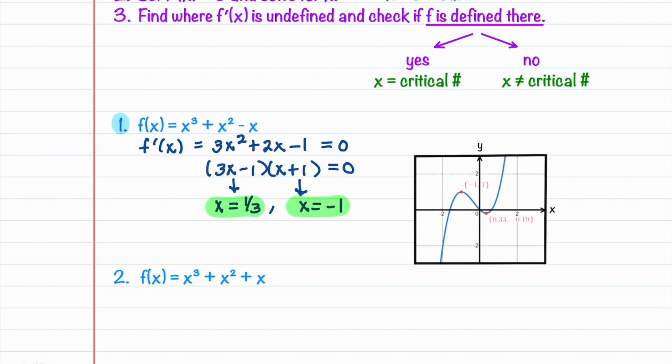Over here on the right, I have graphed this function just so that you can see what it looks like when we have a critical number. When x is -1, the slope of our curve is equal to 0, and we have what's called a local max. And then when x is 1/3, we also have a slope of 0. And at that point, we have a local min.